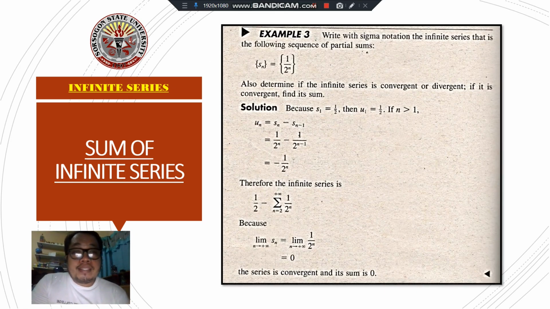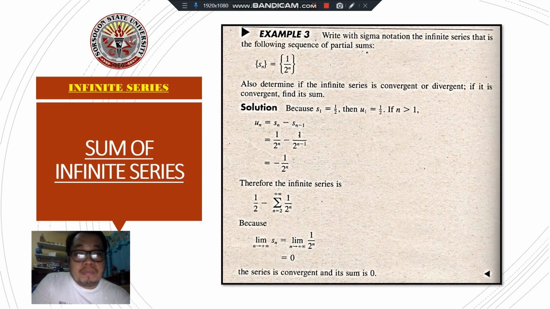Now for the next example, we're going to write with sigma notation the infinite series that has the following sequence of partial sums, which is S sub n that is equal to 1 over 2 raised to n. Then also determine if the infinite series is convergent or divergent. If it is convergent, find its sum. Now let's have the solution.